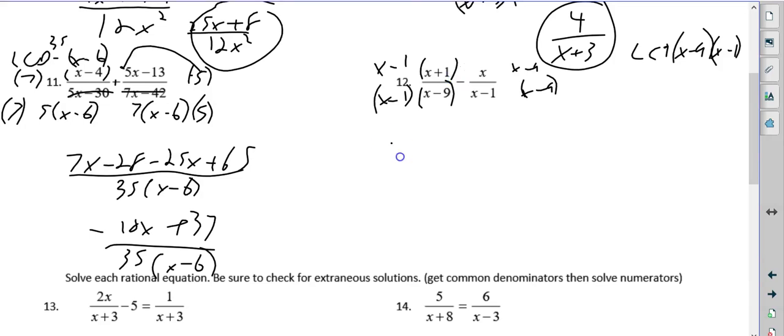So on the left side, we end up with x squared minus 1, because the inside and outside drop out. And then here, remember, I like to do this. So negative x times x is minus x squared. And negative x times negative 9 is plus 9.